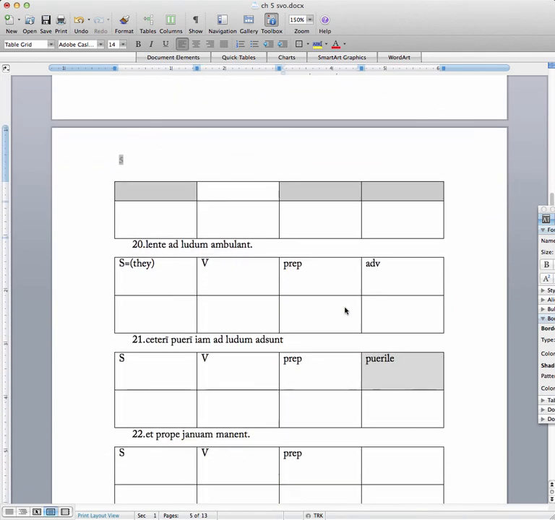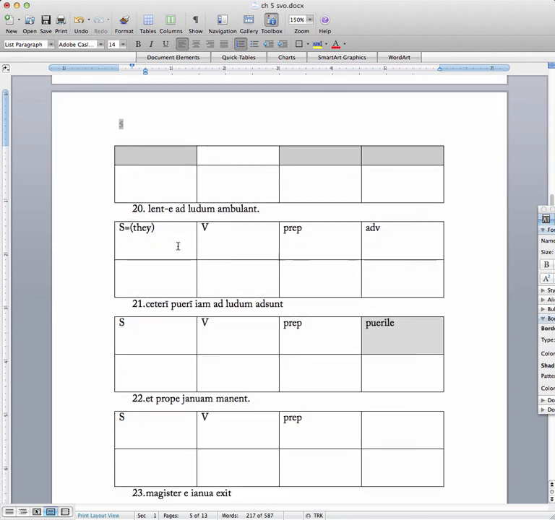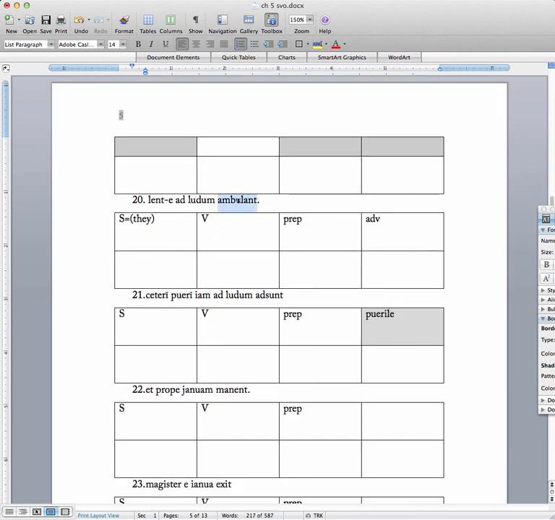Number 20, ambulant ad ludum lente. Te, as I told you right at the beginning, is an adverbial ending. Ad, you can look on the chart to see what that is. Ambulant, okay. And no express subject here. Let me just see if I can do this correctly. Okay. Let's put they here.